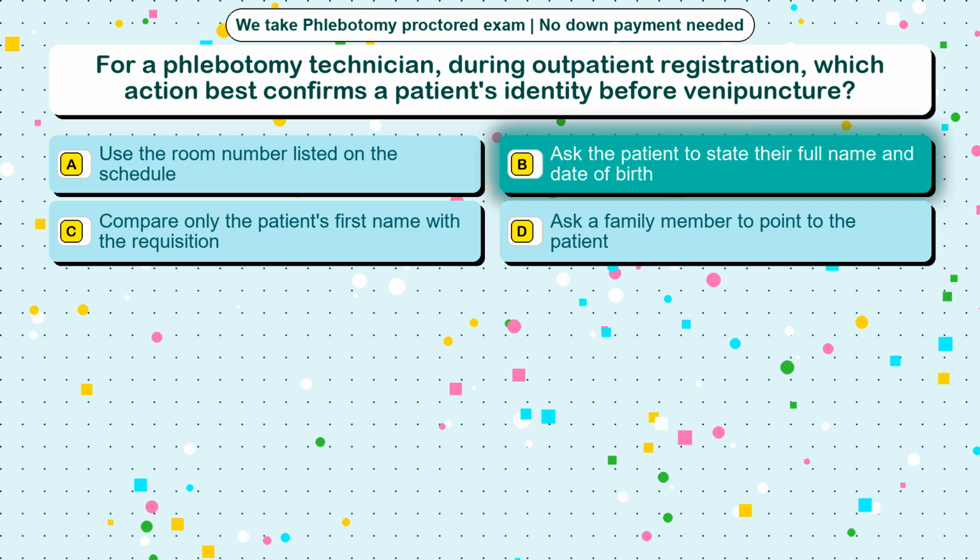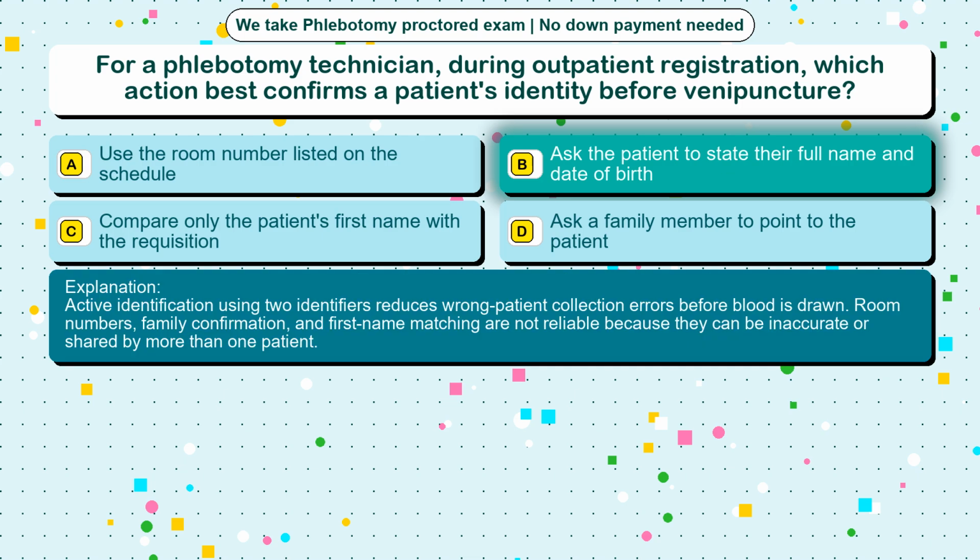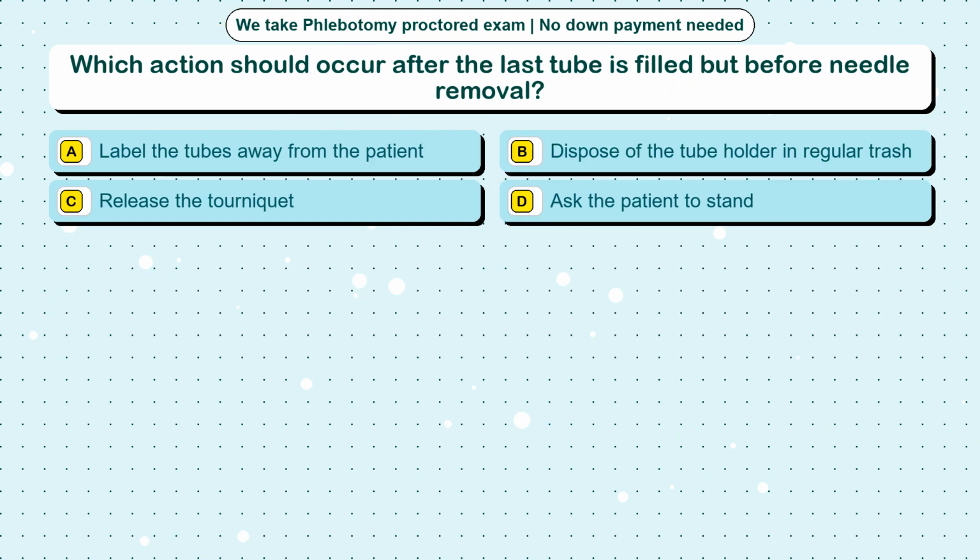The correct answer is option B. Ask the patient to state their full name and date of birth. Active identification using two identifiers reduces wrong patient collection errors before blood is drawn. Room numbers, family confirmation, and first name matching are not reliable because they can be inaccurate or shared by more than one patient.